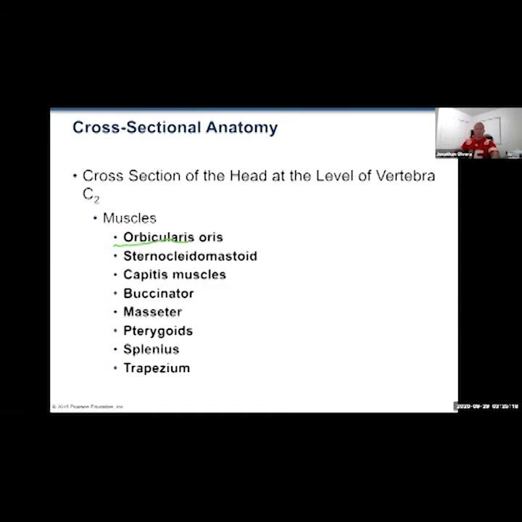A circle. Circle. Perfect. So it's a circular muscle. And oris means? Eye. Other one. Mouth. If the orbicularis oris is a circle muscle around the mouth, is your oculi. It's the circle around the eye.